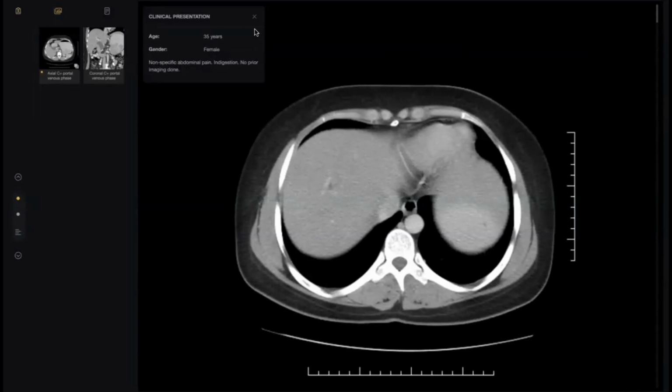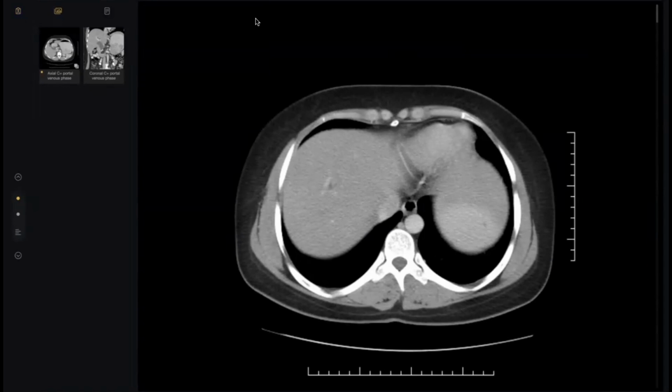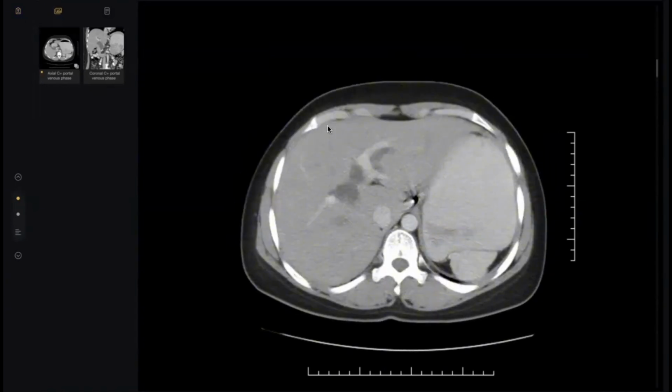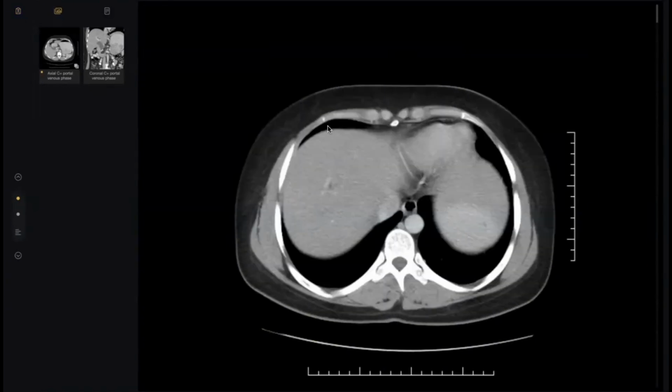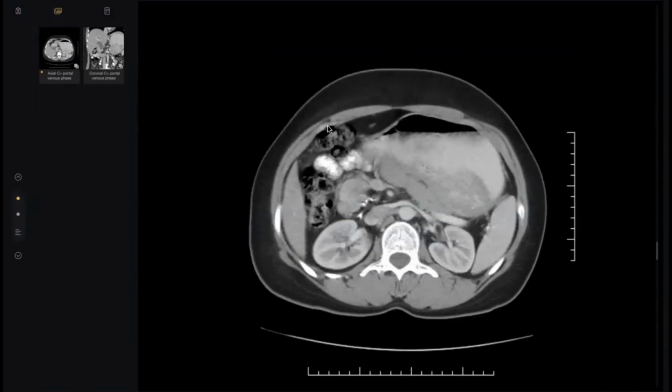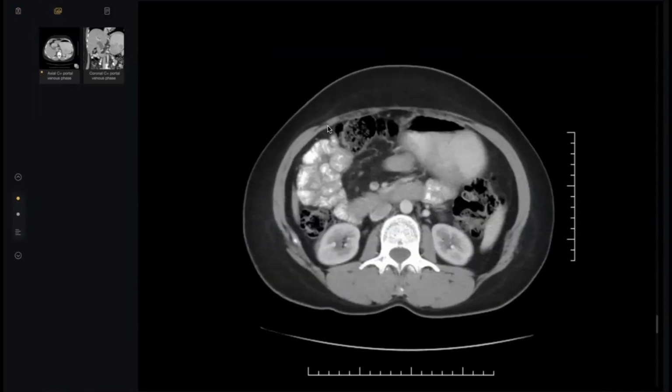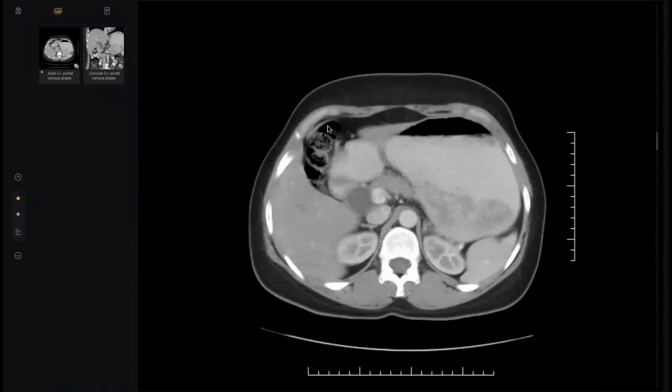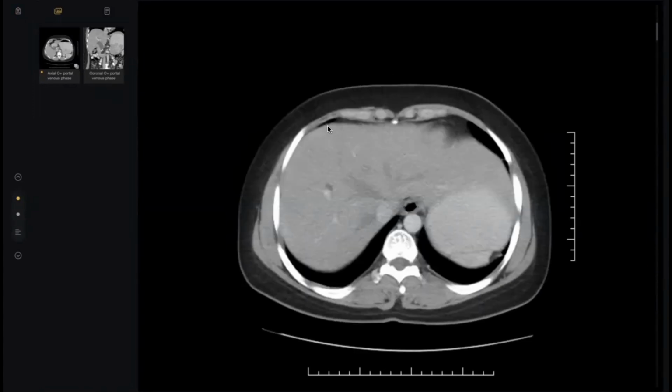A 37-year-old female patient with non-specific abdominal pain. You will scroll for me. Yes. There is thickening of the greater curvature. These are contrast-enhanced CT axial sections of the abdomen.